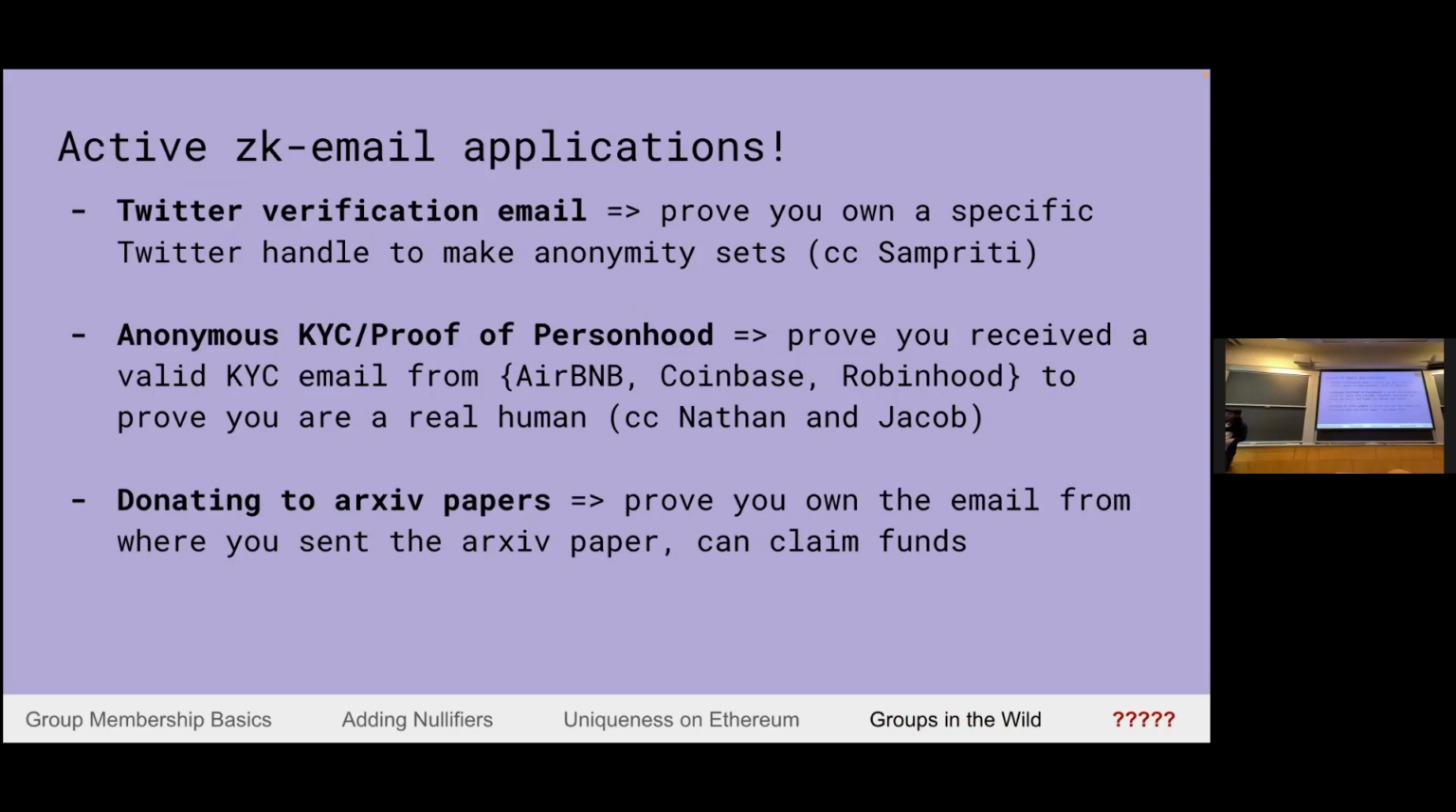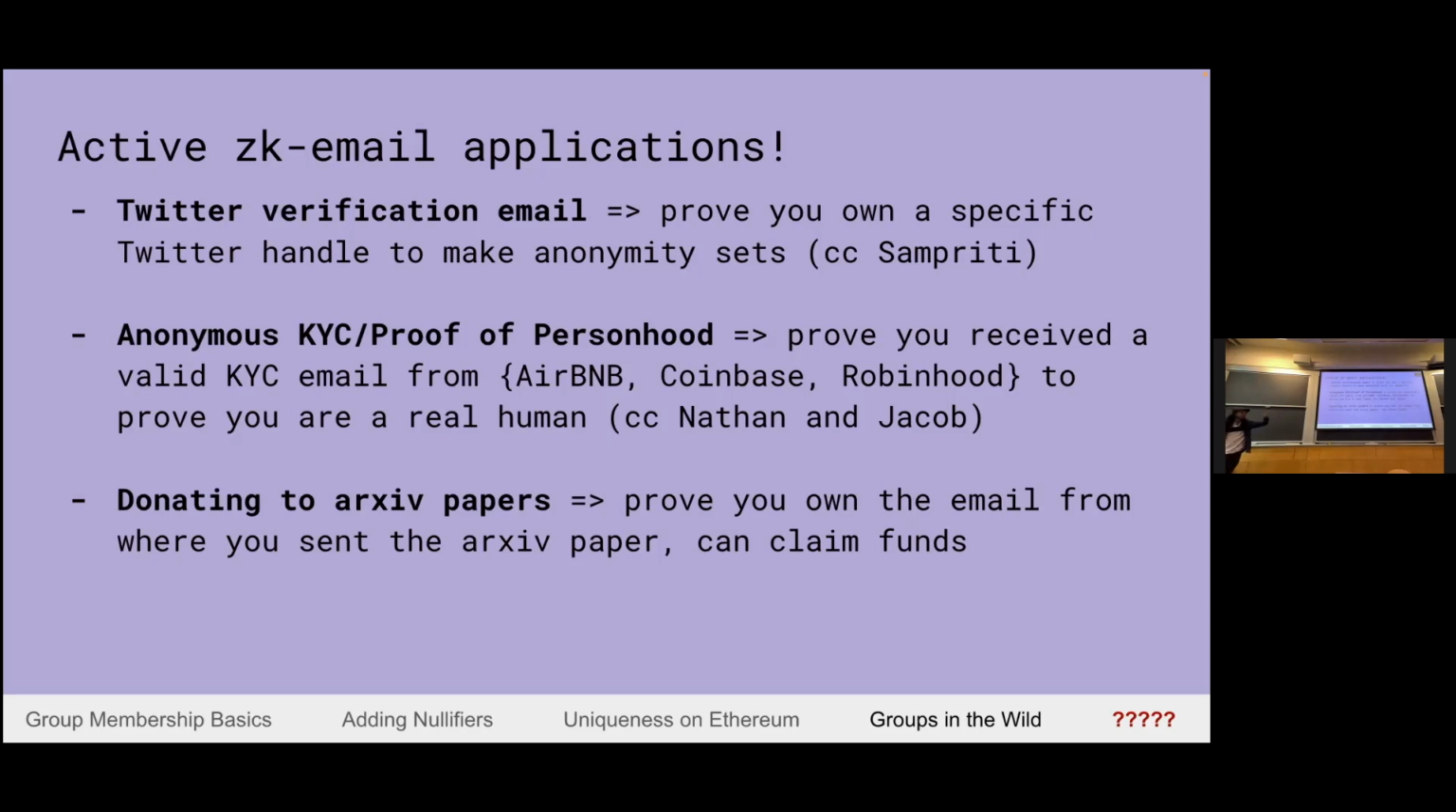Sounds good. Yeah. So with ZK email, there are a number of interesting projects we're working on. Twitter verification is something we have. You can do the Twitter verification right now, and it generates a ZK proof on zkemail.xyz. We're working on the smart contracts to be able to integrate that with interesting on-chain stuff very soon. You can do anonymous proof of personhood. You can prove that, hey, I received a KYC email from some people, and I can verify that this KYC email is valid, but I'm not going to tell you which person I was when I got KYC'd.